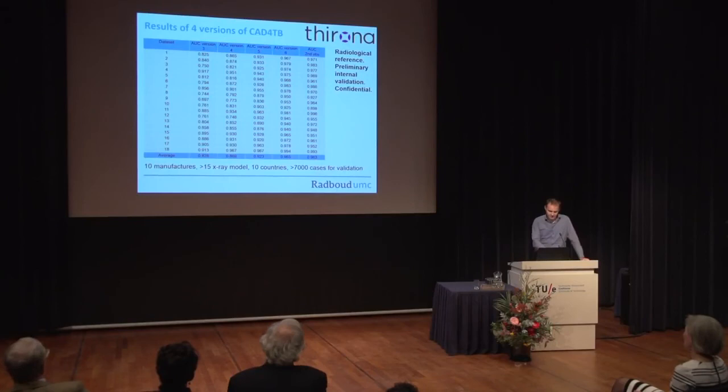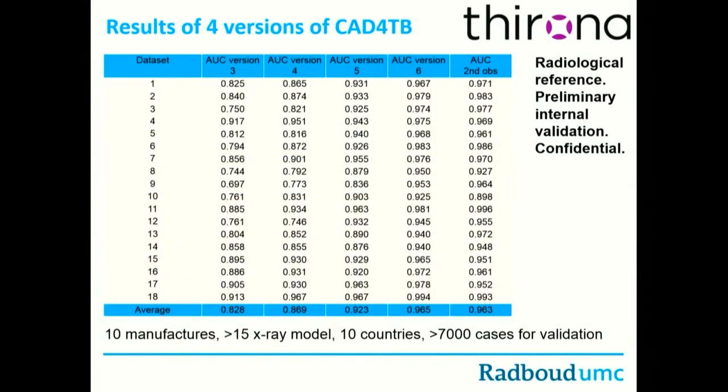So we have the area under the curve in the final column of the second observer. And you can see that basically version 3 wasn't really good yet at dealing with all these different X-ray machines because that was our first version trying to do that. So from 3 to 4 we made a big jump. From 4 to 5, we improved the classifier further, used more data, various other tricks. And for some machines, it got quite a bit better. So on average, we went from 0.869 to 0.923. And now with deep learning, we make another big jump to 0.965 area under the curve.